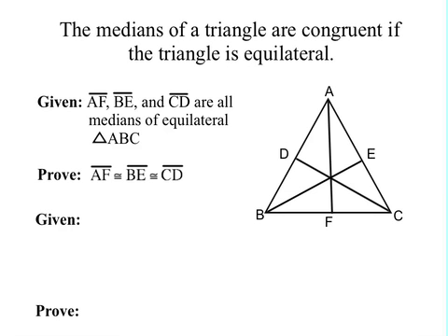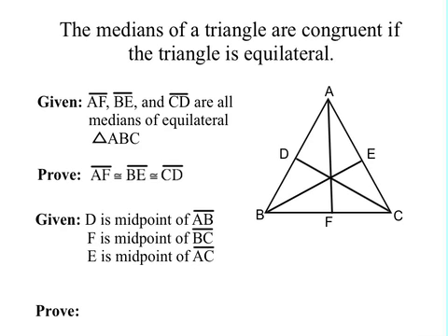Another way to state the given is shown here. Because of the definition of median, we could simply say that D is the midpoint of AB, F is the midpoint of BC, and E is the midpoint of AC. And then we can state that all three sides of the triangle are congruent because of the definition of equilateral triangle. And our proof statement would be the same as it was in the top method.